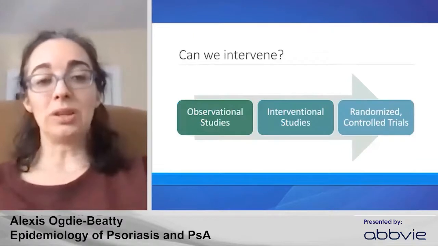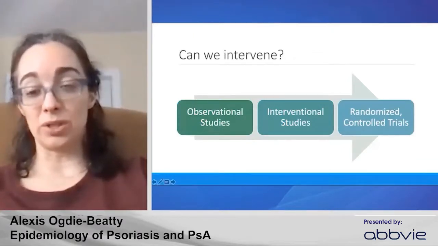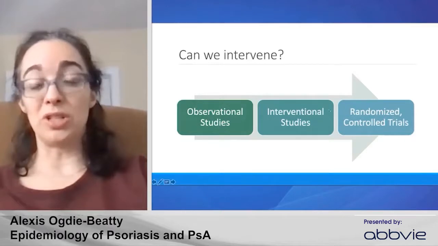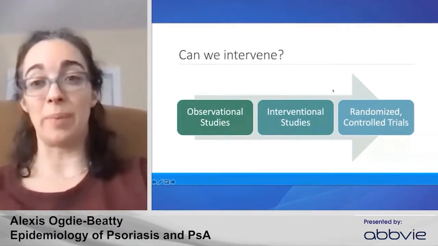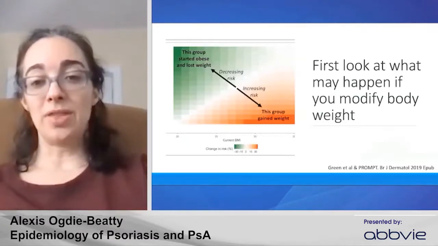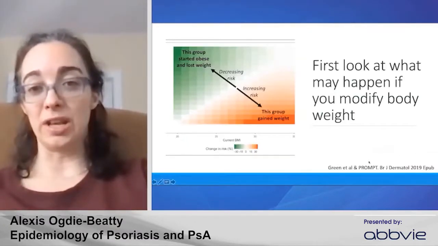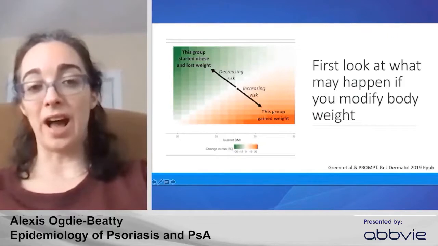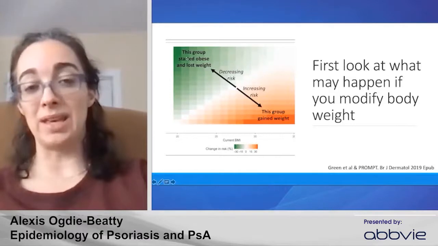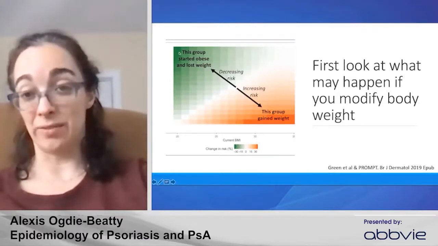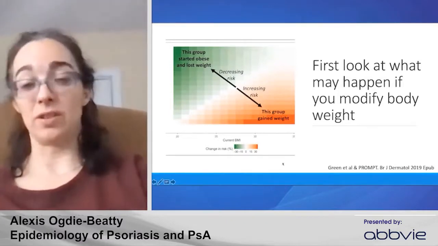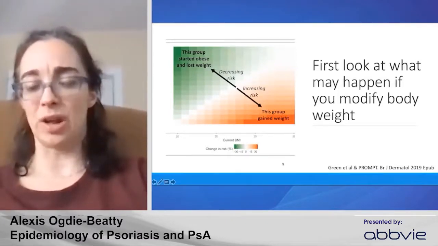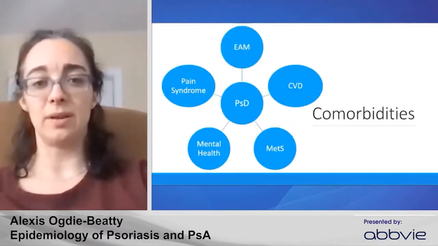So lots of different studies to better understand what's going on here. I won't go into this in too much detail, but I think this is kind of a space to watch in terms of how we might think about better understanding this. This is that reference that I mentioned about if you modify weight, if you decreased your weight among those who are obese, you actually decreased your risk for developing psoriatic arthritis. If you gained weight, you actually increased your risk for developing psoriatic arthritis. So kind of interesting when you're counseling patients with psoriasis about weight loss.